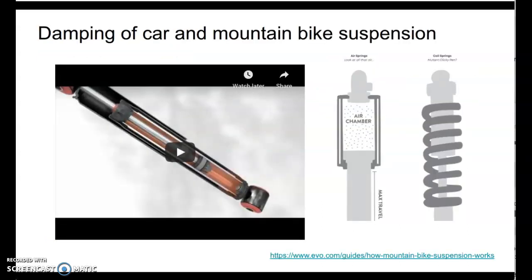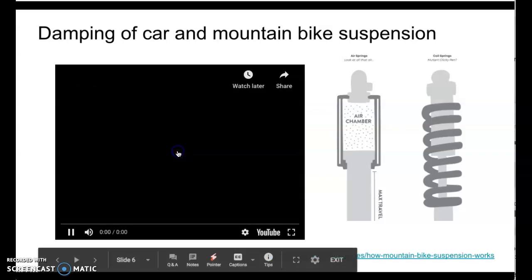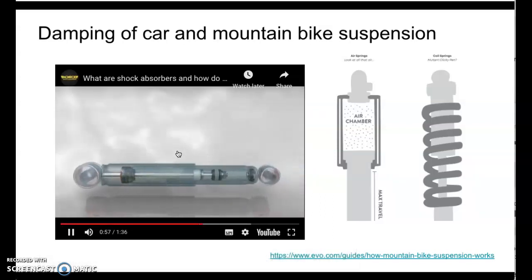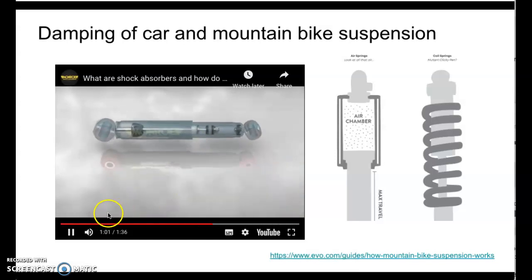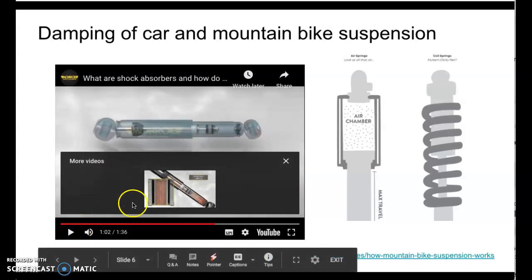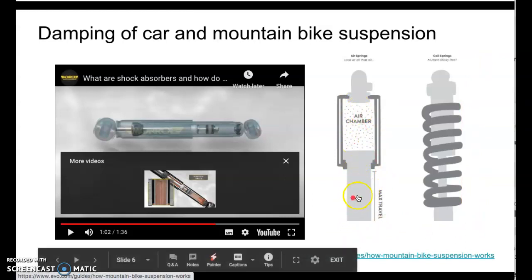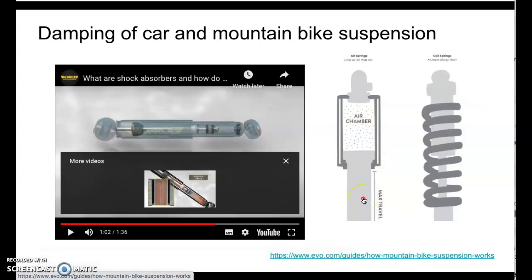That's the kind of damping which is achieved in a car shock absorber, where you've got the friction in the piston that's in there, and you can watch that video later. Same thing in mountain bike forks and suspension systems, where you've got maybe an air chamber, but then you've also got baffles to provide a bit of resistance to make sure that you don't bounce around.